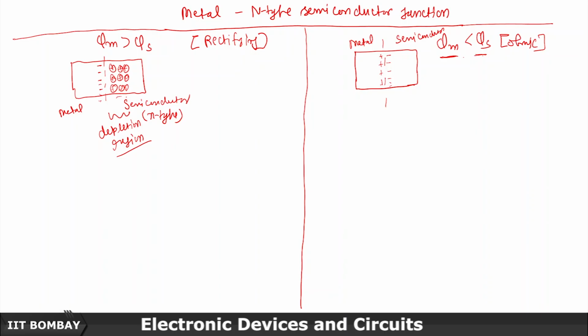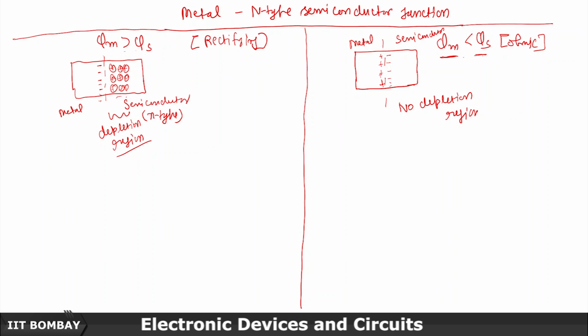Here there is no such depletion, just additional electrons are here. So that's why there is no depletion region. You need to keep in mind that there is no depletion region. There is a positive charge, there is a negative charge, that's it, no depletion region. So that's the difference it makes, phi m larger than phi s, phi m smaller than phi s. That's very, very important.